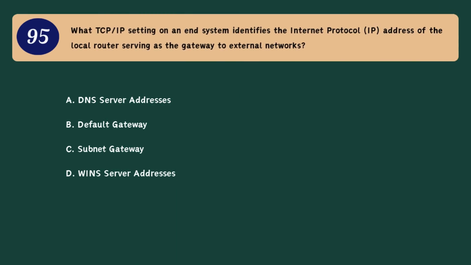Question 95. What TCP/IP setting on an end system identifies the Internet Protocol address of the local router serving as the gateway to external networks? A. DNS server addresses. B. Default gateway. C. Subnet gateway. D. WINS server addresses.